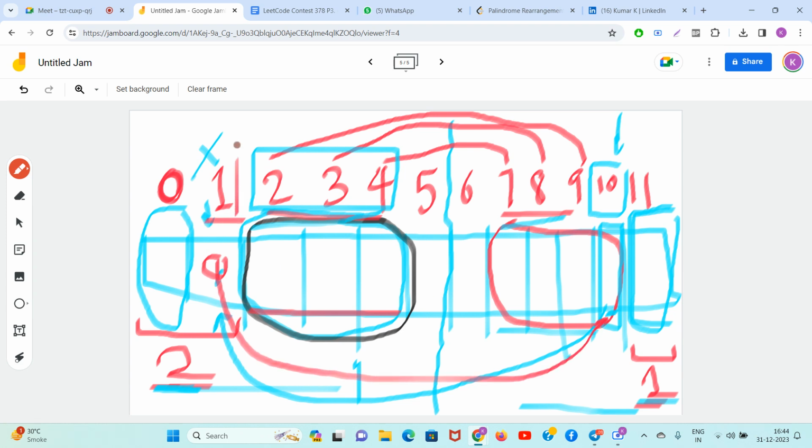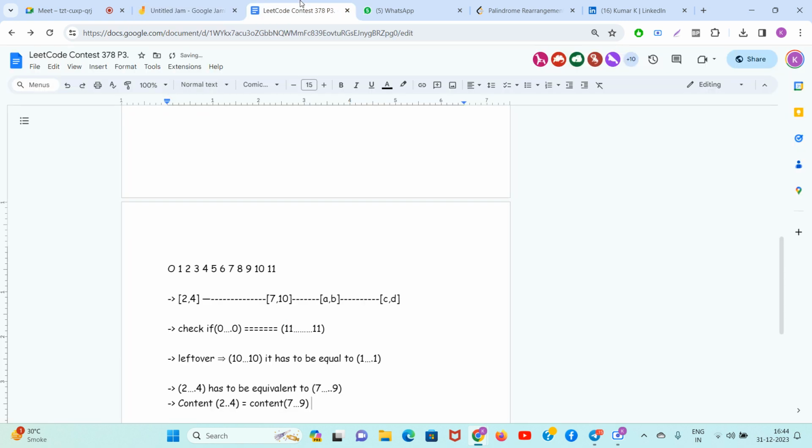Let's say it was B. Then what will you do? From 7 to 10, you will search, is there at least one occurrence of B in 7 to 10? If there is, you will bring that B from there and put it at this particular place. And your checking of 1 to 10 is done. Is 10 to 10 equal to 1 to 1? Yes. Guys, all this is done.